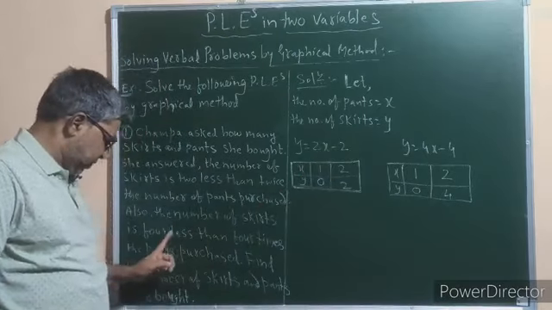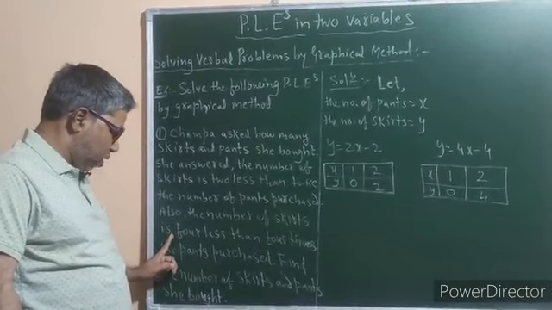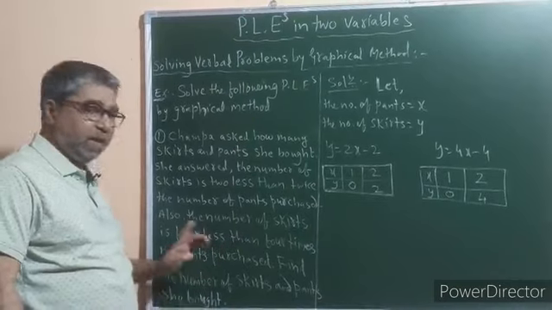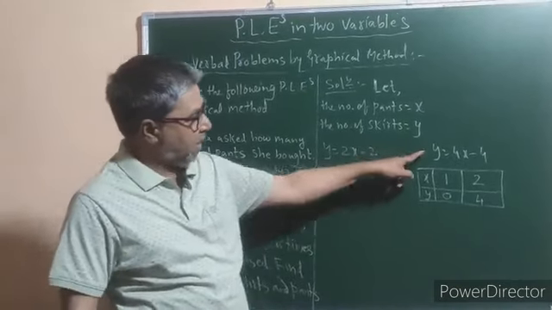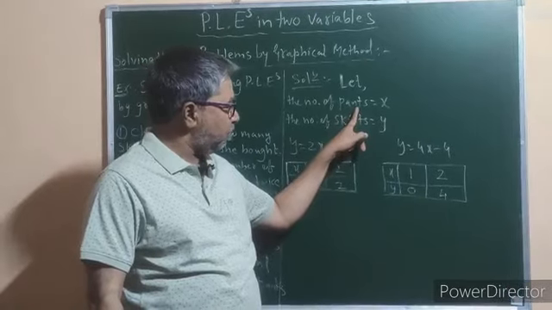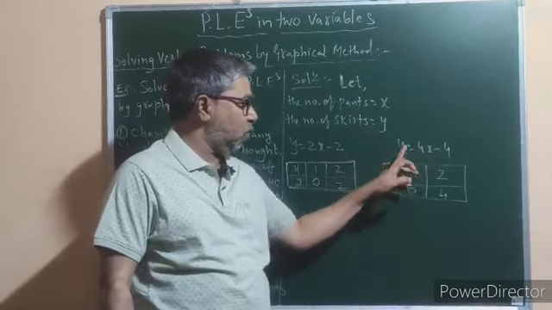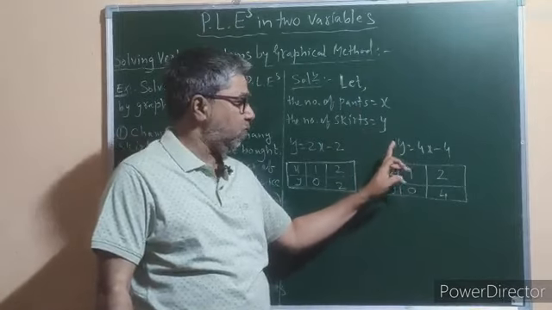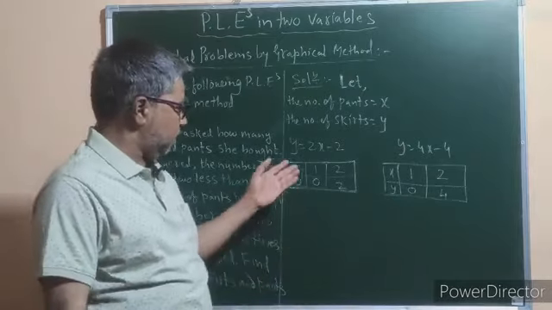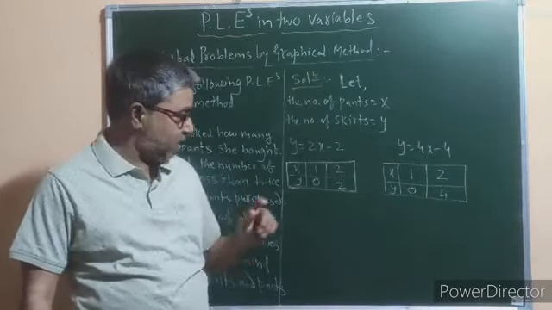Now the next sentence, also the number of skirts she bought is 4 less than 4 times the number of pants. So y, the number of skirts, 4 times the pants means 4x, 4 less than means minus 4. So the second equation will be y is equal to 4x minus 4. Now prepare the table for the values of x and y.